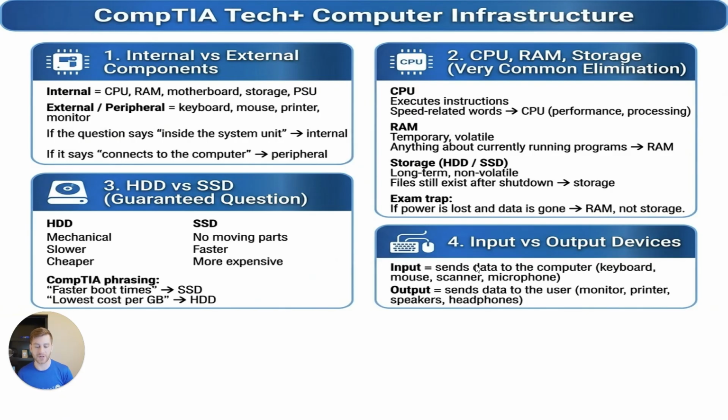Fourth is input versus output devices. We talked about input and output a little bit last section, but input is sending some data to the computer from us. So something like a keyboard, mouse, scanner, microphone, webcam, we're giving the computer an input to work with. The computer then processes it, and then it can give us an output.